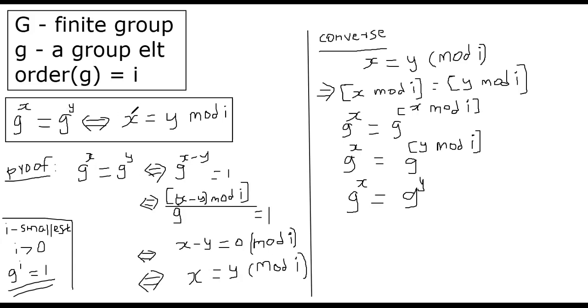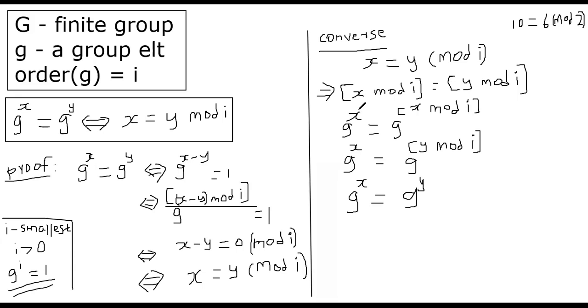And what about the converse? Let's assume x is congruent to y mod I. Because of the way congruence is defined, it's the same as saying x mod I is equal to y mod I. Let's take this example: 10 is congruent to 6 mod 2. This means 2 divides 10 minus 6, which is true. 10 mod 2 is 0, 6 mod 2 is also 0. That's the reason why I say x mod I is the same as y mod I.